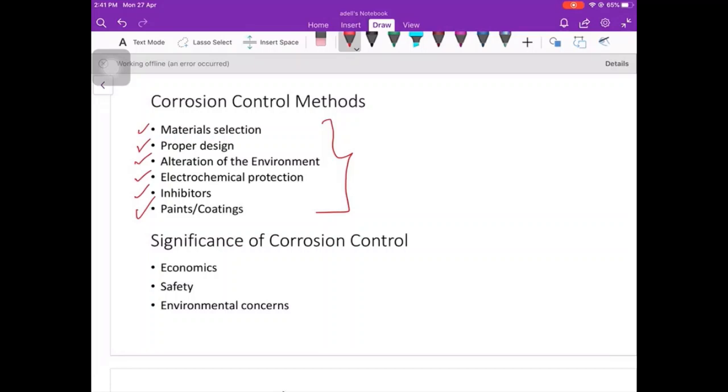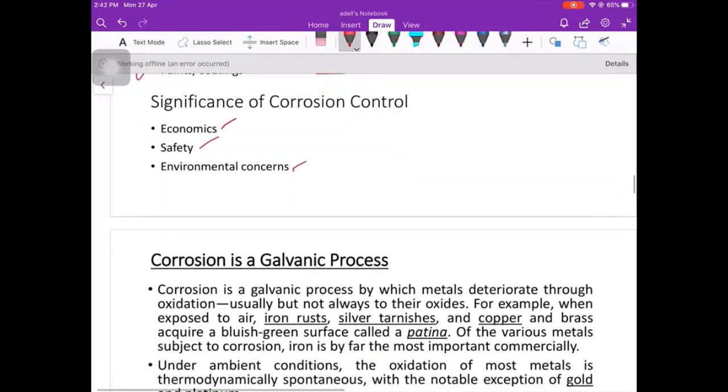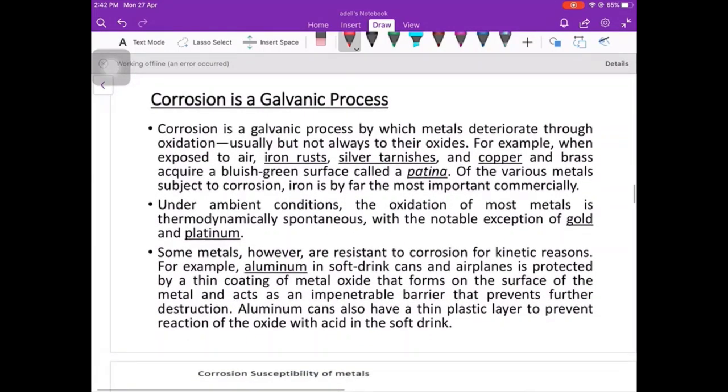So the significance of corrosion control is in economic, safety, and environmental concerns. That is why we must control the corrosion of an item or object, in terms of safety, in terms of economics, as well as environmental concern. Next, we look at corrosion. Actually, it is a galvanic process. So this is the adverse effect of corrosion, which is galvanic. Corrosion is a galvanic process.